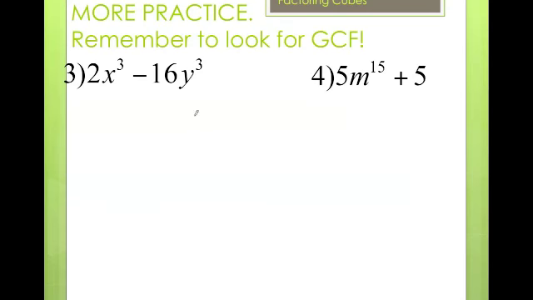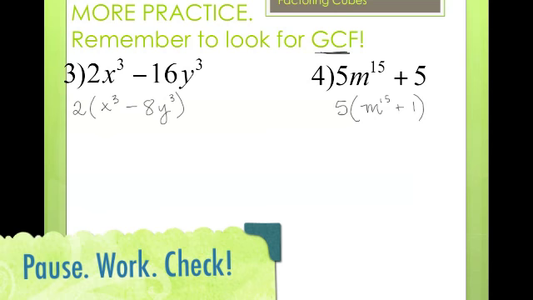Always remember to look for the greatest common factor. If you don't pull out your greatest common factor, oftentimes you won't see the pattern at all. For instance, with the first one, 2 is not a perfect cube. I recognize that x cubed and y cubed are perfect cubes. Neither is 16, and so it looks like it could be prime. However, when I find that I have a greatest common factor, I end up having the difference of cubes. The same thing happens here. I factor out the 5, I do have the sum of cubes.